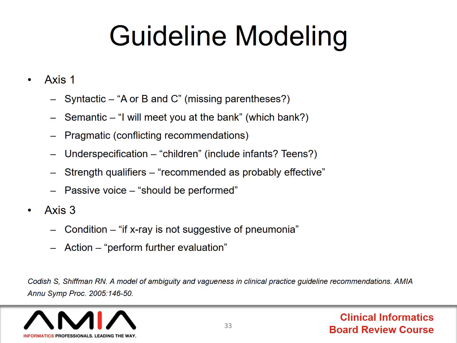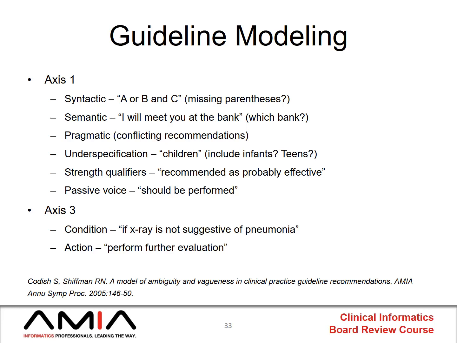So axis 1 ambiguity deals with how the clinical practice guideline is actually written. And Dr. Schiffman described what he called syntactic ambiguity. This is where the wording of the guideline is such that I can't really guess what the interpretation of this is, and I can't model this in a way that's computable.